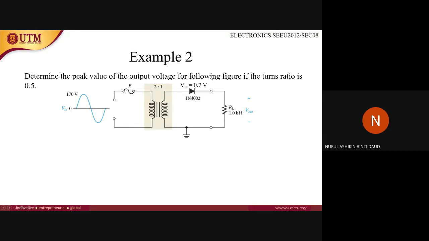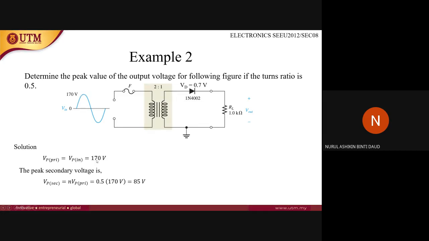If the turns ratio is 0.5, what does that mean? It means that the ratio of this transformer is 2 to 1. To solve this question, first you need to know the primary voltage, the peak for the primary voltage. This is the primary voltage located here, right? So the peak primary voltage will be the same as the peak input voltage here. So the value will be 170 volts, right?